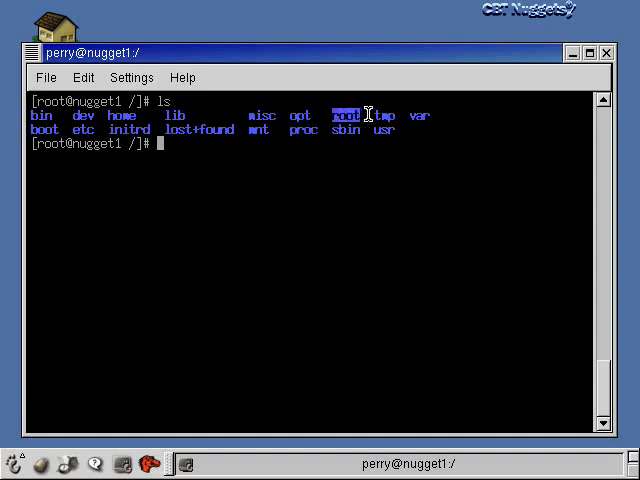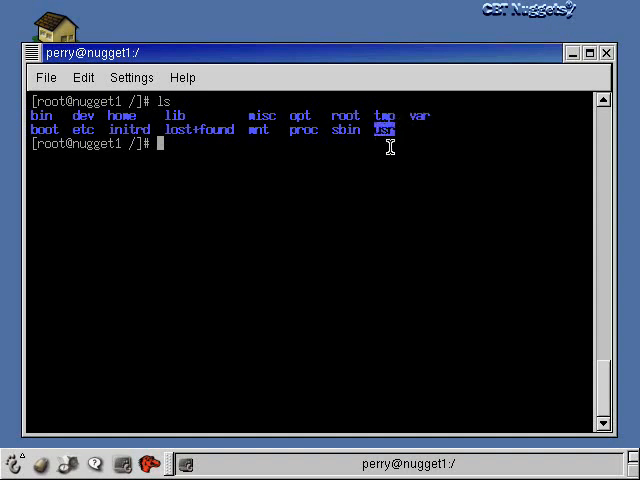Under the root directory is the root user's home directory. System administration utilities are in the sbin directory. /tmp is just for temporary storage. Any user can write to the tmp directory. The var directory is for variable data, things like log files or users' mail directories, things that change over time.